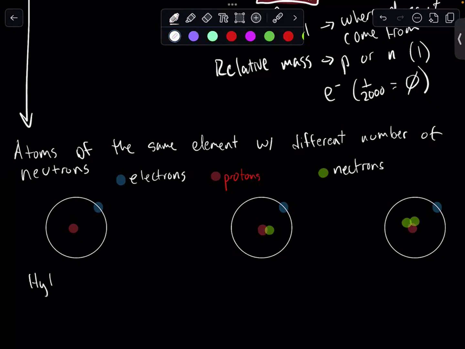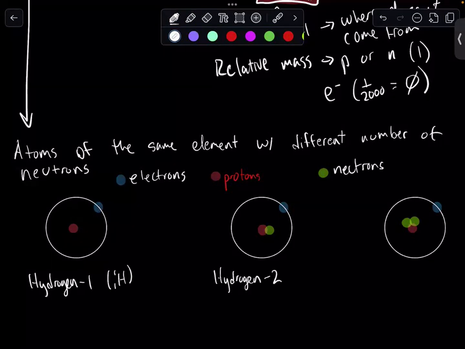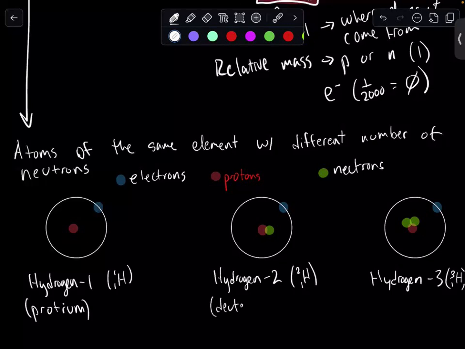So here we have hydrogen 1, also referred to as H11. Here we have hydrogen 2. Again, that number represents the mass number. It's the same as the number in the upper left corner. And here we have hydrogen 3. So here's hydrogen 1, 2, and 3. Another word for each: this is sometimes referred to as protium. This one is deuterium. And this one is tritium.